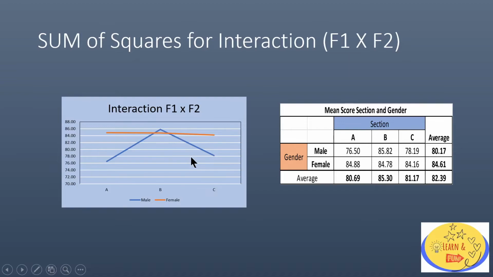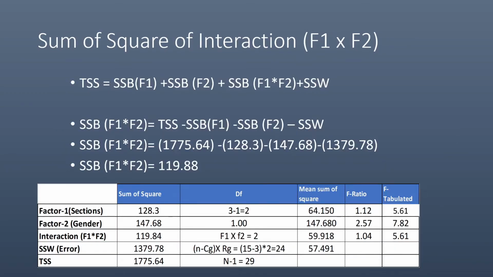So there must be some reason why in section B they are interacting and why not A and C, and what is that value of that interaction we are trying to find in this calculation. One easy way of finding the calculation is, since it is an additive thing, you already know the value of TSS, SSB (sum of square between factor 1, factor 2), and then SSW. So you just put the values and get the number for SSB for interaction. Here we are getting somewhere close to 119.